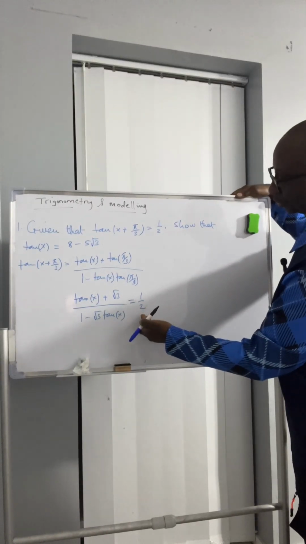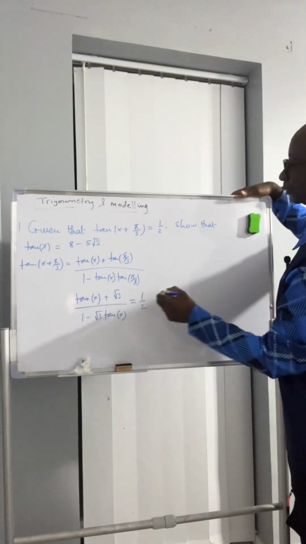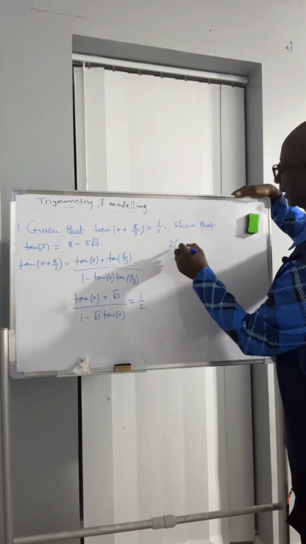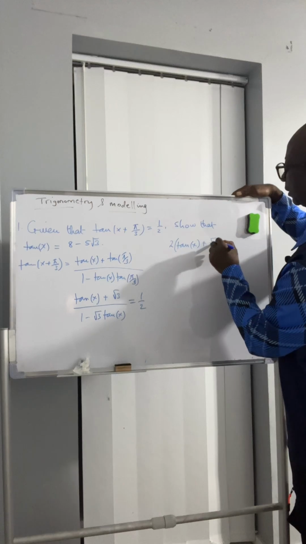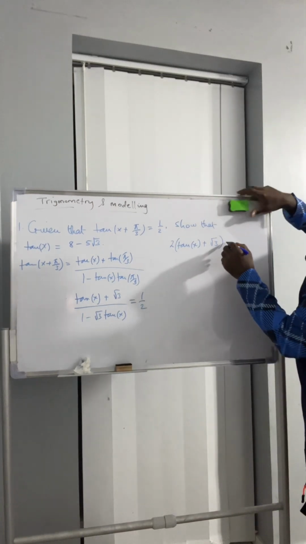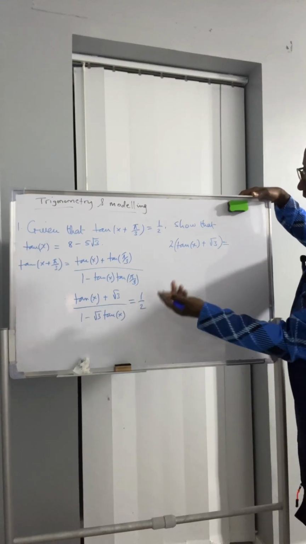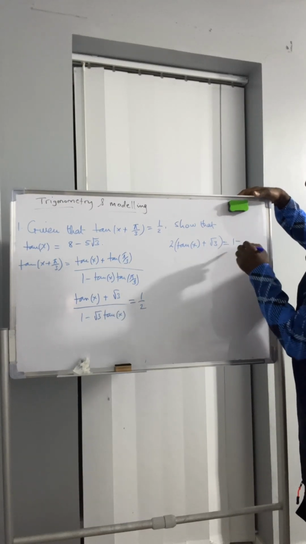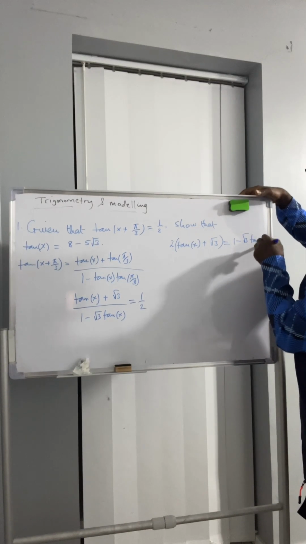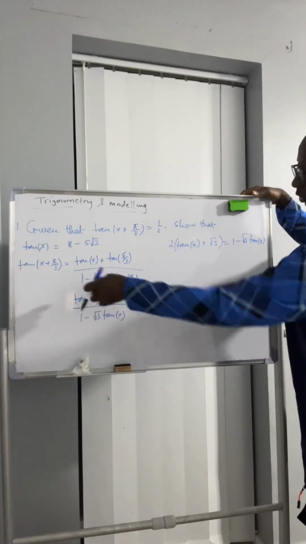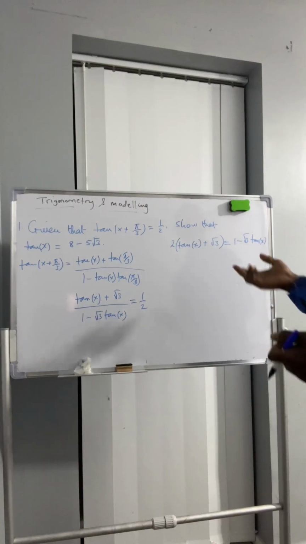So now we cross multiply. We take these two, multiply everything at the top. So you are now going to have 2 times (tan x plus root 3), and this equals 1 times (1 minus root 3 tan x). Now 1 times any number is just that number, so 1 times anything is itself, so I just ignore that.